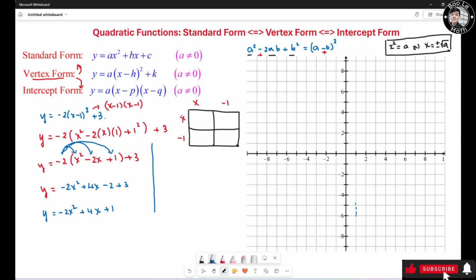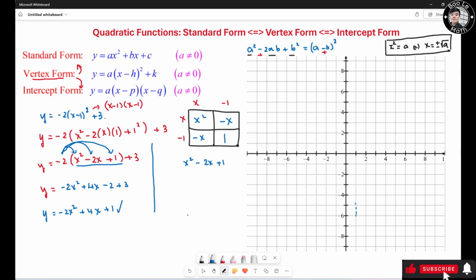Alright, so s times s is going to be s squared. S times negative 1 is going to be negative s. Negative 1 times s is going to be negative s. Negative 1 times negative 1 is going to be 1, right? So I have s squared, negative s plus negative s is going to be negative 2s, and then I have 1. It's exactly the same thing right here. And then you just distribute the negative 2, and you get the answer right here.